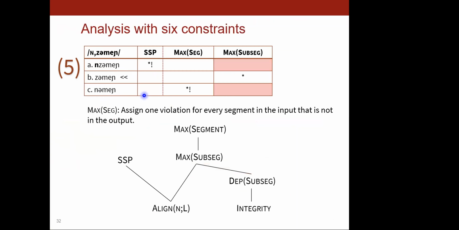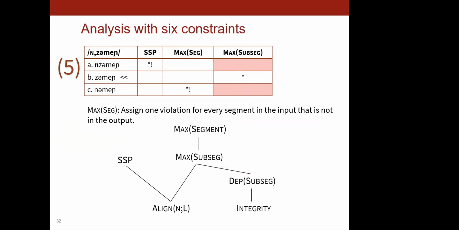The candidate with the N deleted violates max subsegment, as we talked about before, because the ghost element is deleted. But the candidate with Z, this full segment deleted, violates max segment because a full segment is deleted. Max segment is ranked above max subsegment, which means it's better to delete the ghost element than it is to delete a full segment in the word, right?